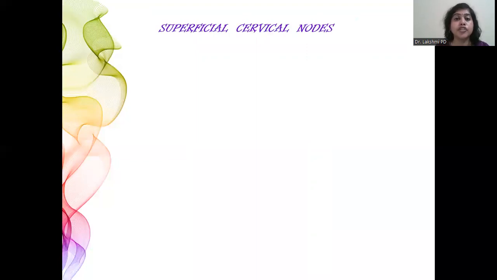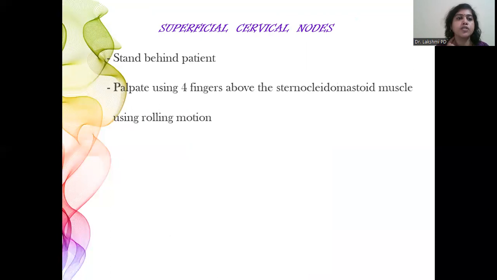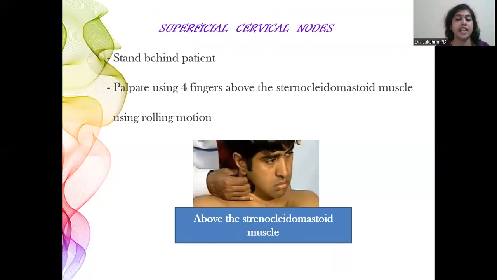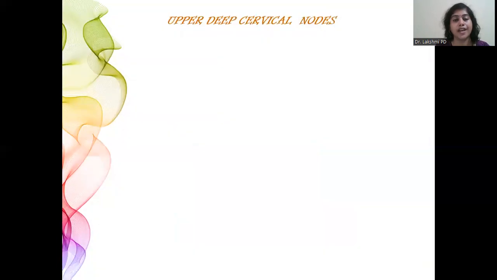Now moving on to the superficial cervical lymph nodes. Everybody knows the cervical region. The superficial cervical lymph nodes you can palpate by standing right behind the patient like shown in the picture. You're supposed to first locate your sternocleidomastoid muscle, and you can palpate using 4 fingers above the sternocleidomastoid muscle using a rolling motion. Everywhere, lymph node examination is basically done using a rolling motion. If it is positive, it means your superficial cervical lymph nodes are palpable.